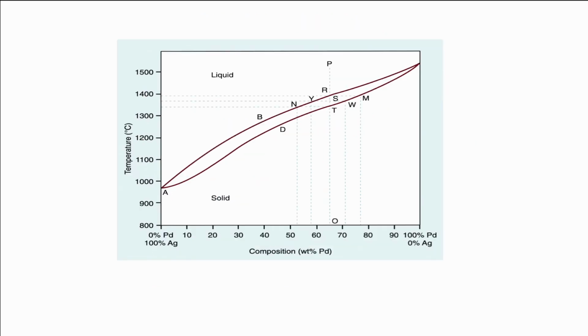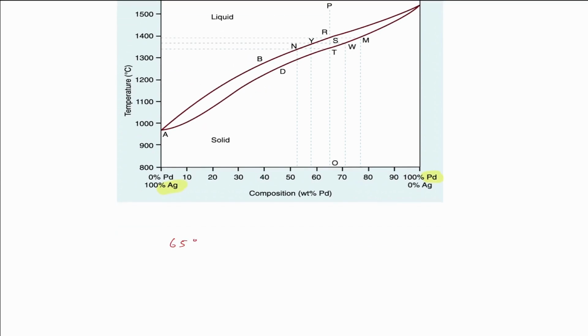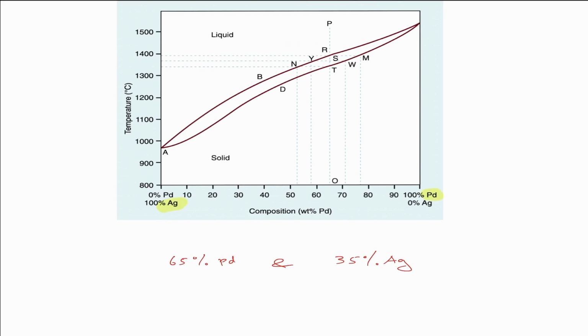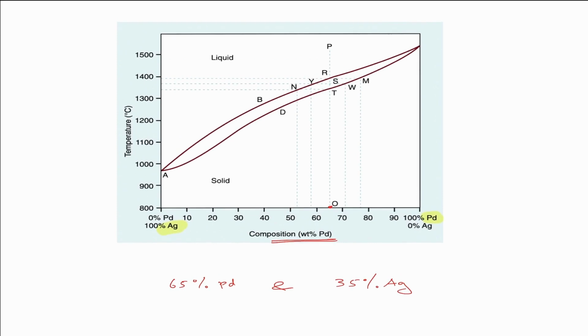So I'll explain this graph a little bit in detail. This graph shows, as I've told you previously, an alloy of silver and palladium. The composition we are going to consider here is 65% palladium and 35% silver. So where exactly is that? We're considering composition in weight percentage palladium, so this particular point is 65% palladium. That means the remaining is silver. This line, the PO line, corresponds to the actual alloy we are considering.